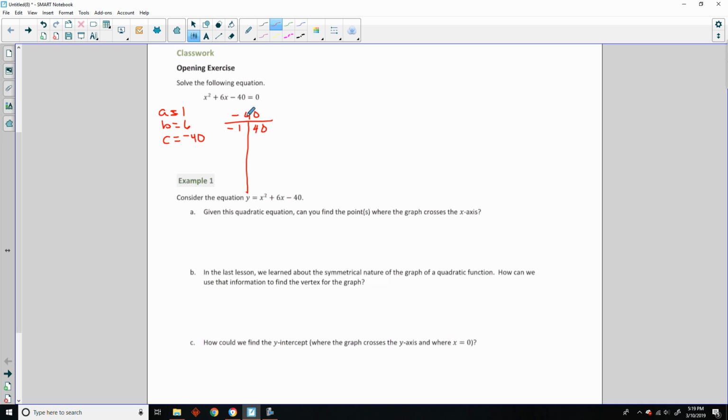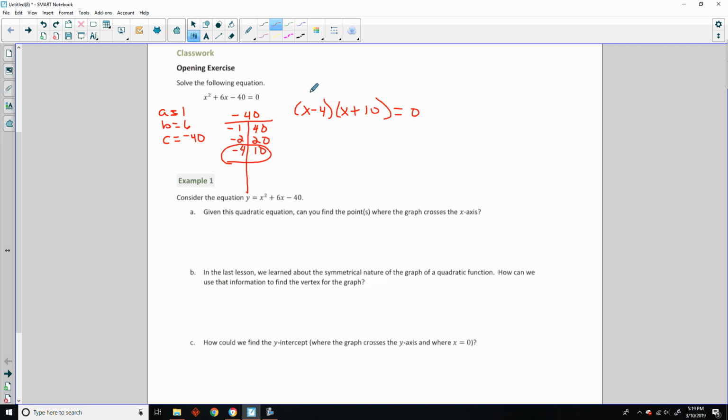Negative 1 times 40 is negative 40. 40 minus 1 is 39. It's not 6, so I continue. Negative 2 times 20 is negative 40. 20 minus 2 is 18, not 6. Continue. 3 does not work. Negative 4 times 10, and there it is. 10 minus 4 is 6. So the answer is x minus 4 times x plus 10 equals 0.